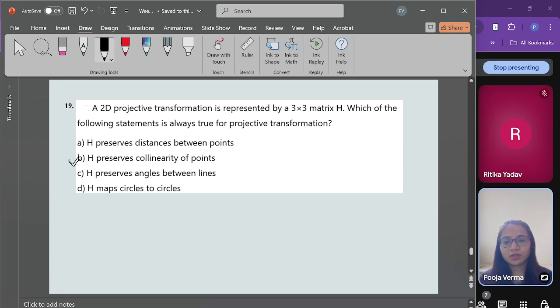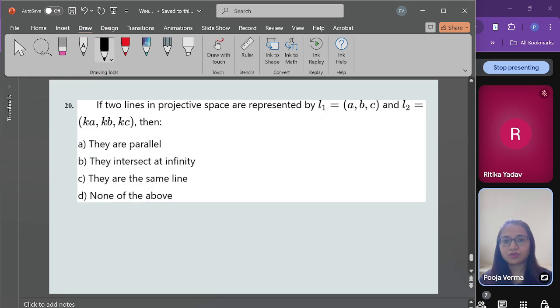Okay, so I hope you are getting it. Now moving to the next question. The next and final question is: if two lines in projective space are represented by L1, that is A, B, C, and L2, that is kA, kB, kC, then they are parallel, or option B, they intersect at infinity, or option C, they are the same line, or option D, none of the above.